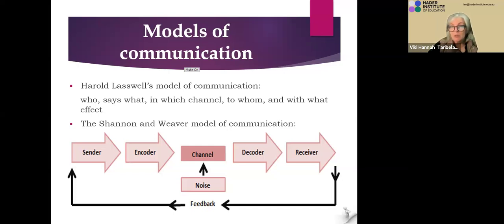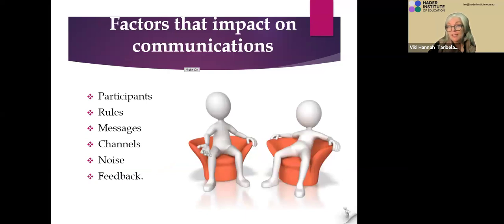Lasswell's model of communication is who says what in which channel to whom and with what effect. So how did that land? There are two people in this space, in this particular unit, the client and yourself. And we need to know you're okay. So what are the factors that impact communication? Participants, rules, messages, our channels, our wavelength.